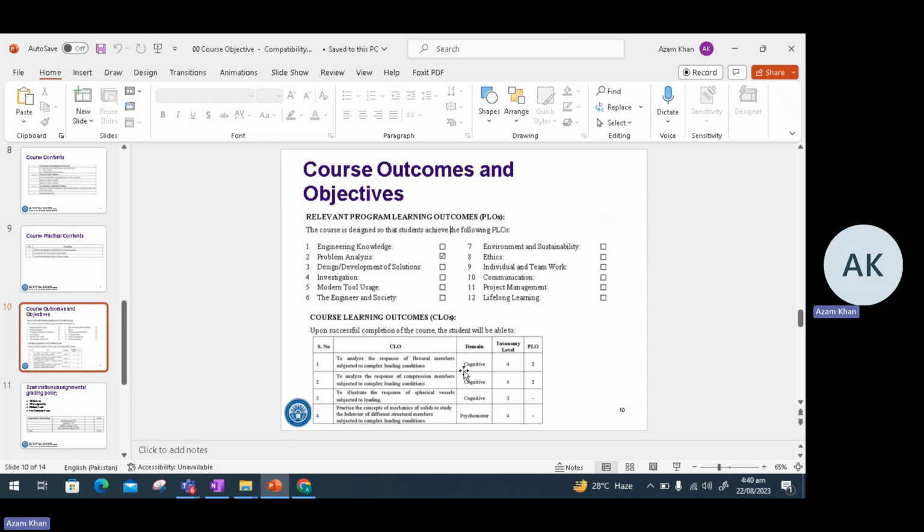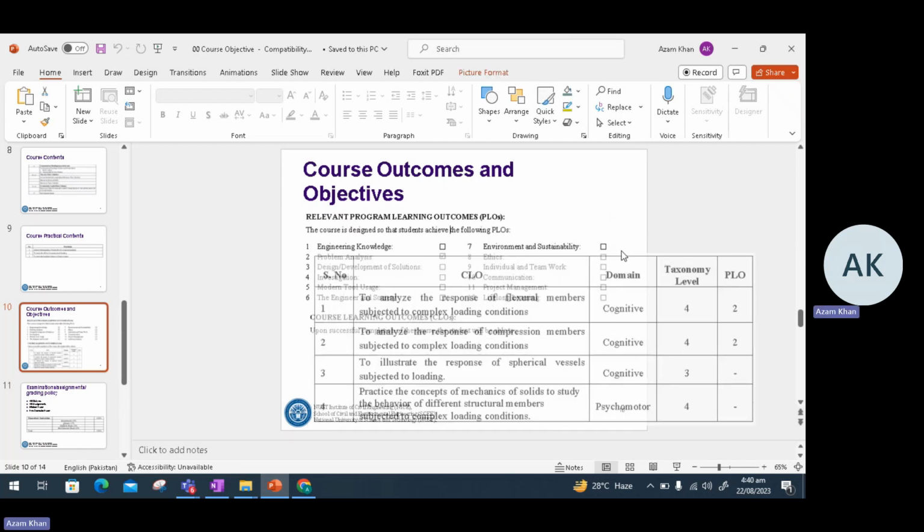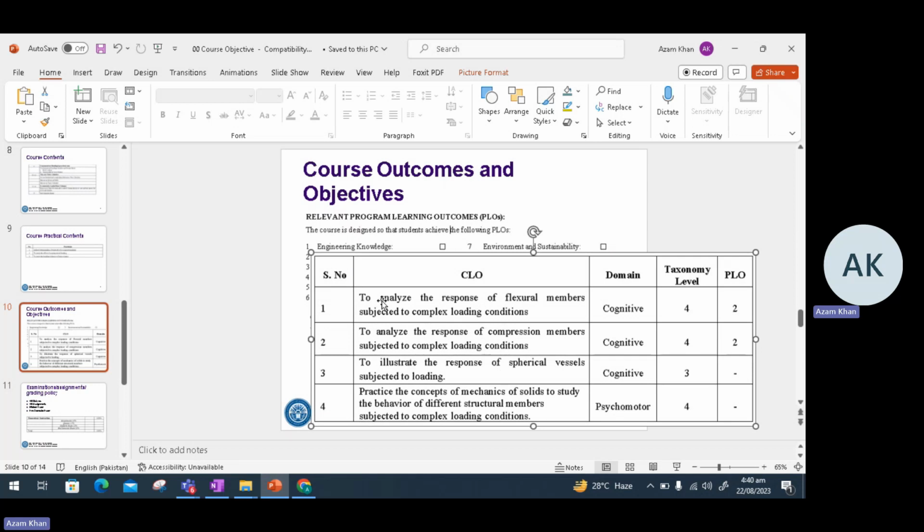The course learning objectives is shown. We can make it a bit bigger. We have assigned 4 course learning objectives. The first one is to analyze the response of flexure members subjected to complex loading conditions, mapped to PLO2. So it is related to problem analysis. The second one is to analyze the response of compression members subjected to complex loading conditions. And the compression members, they are also mapped to PLO2.